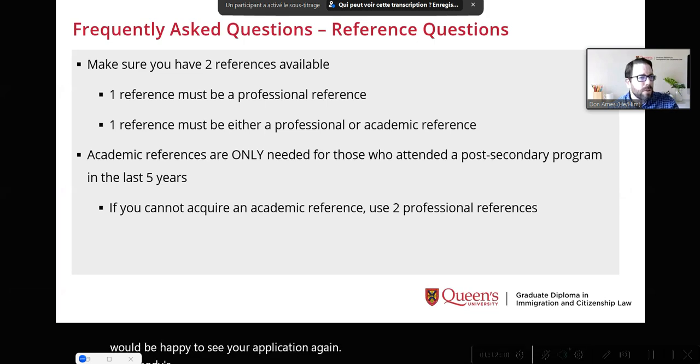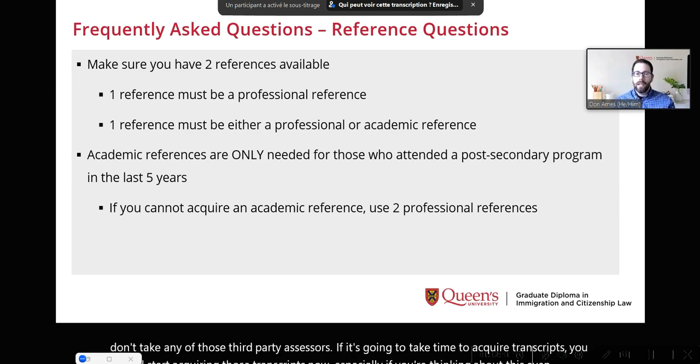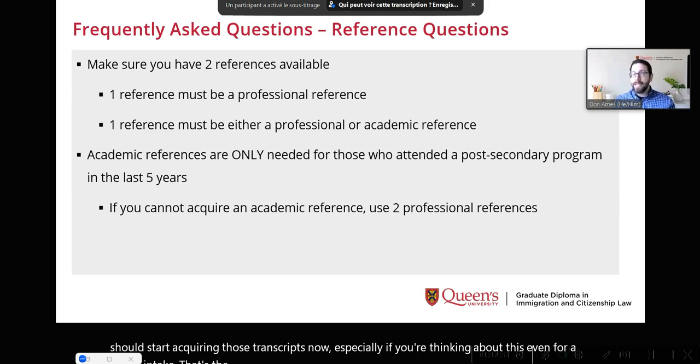Somebody's asking in regards to outside Canada studies. We don't take something like ICES, we don't take WES, we don't take any of those third-party assessors. If it's going to take time to acquire transcripts, you should start acquiring those transcripts now, especially if you're thinking about this even for a future intake. That's the requirement. We need to see your transcripts. We need to see the courses you took and the grades you received, and you should be able to provide your degree or diploma certificates to make sure that we know that you completed the program.